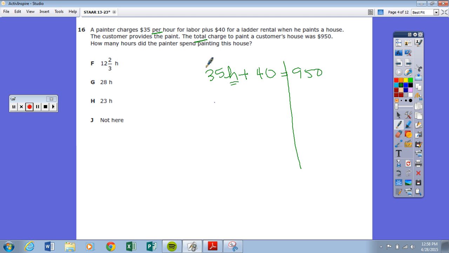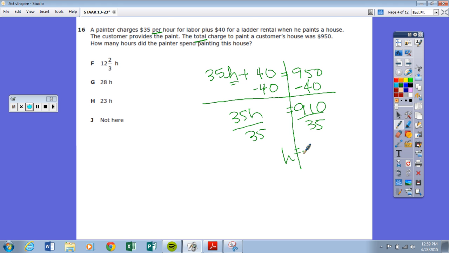So if you're isolating H, this is the first number that needs to go, and right now it's a plus 40. So I need to do minus 40 on both sides. I'll bring this down, and it's 35H. This is now a 0, and then 950 minus 40 is 910. Now, how do I get the 35 off the H? Well, I divide it off.